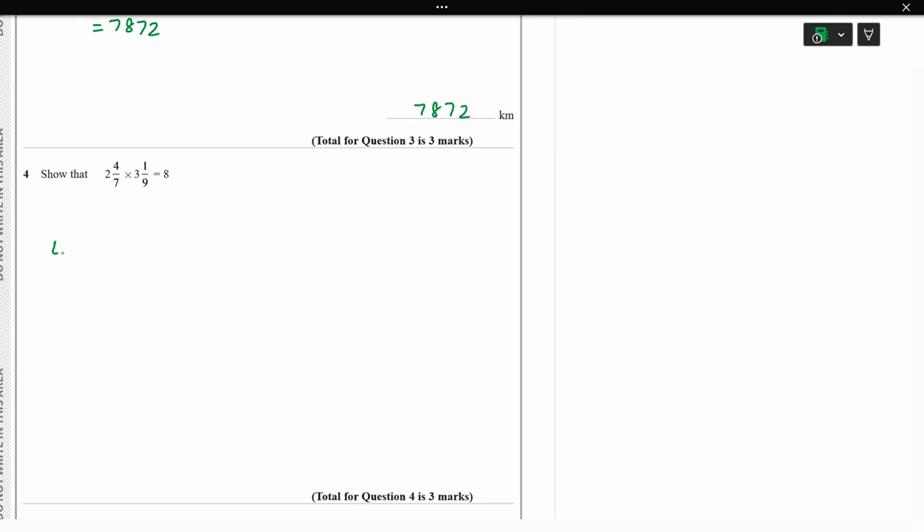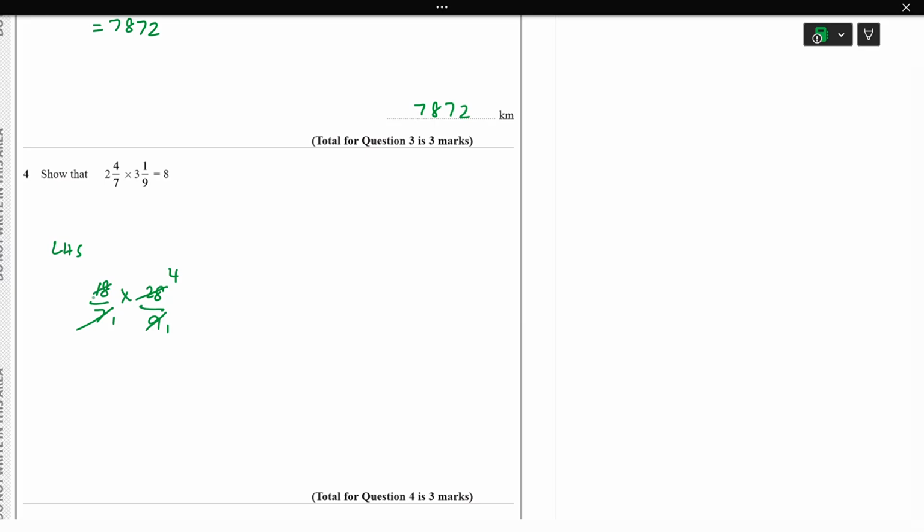So I'll take the left side. 2 times 7 is 14, 14 plus 4 is 18, so 18 over 7. Times, I'm changing mixed to improper, 9 times 3 is 27, plus 1, 28 over 9. I can simplify here: 1 times 7 is 7 and 4 times 7 is 28.